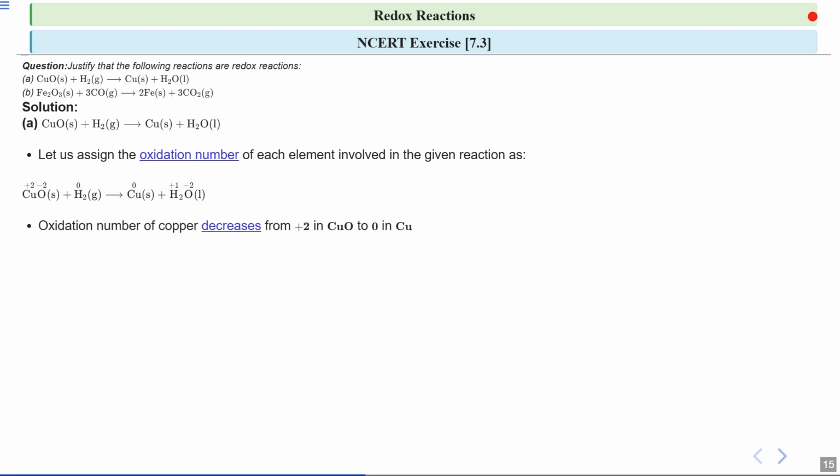What is our next step? It is to look at the change. If you look at copper, the oxidation state of copper is decreasing from +2 in copper oxide to 0 in copper.